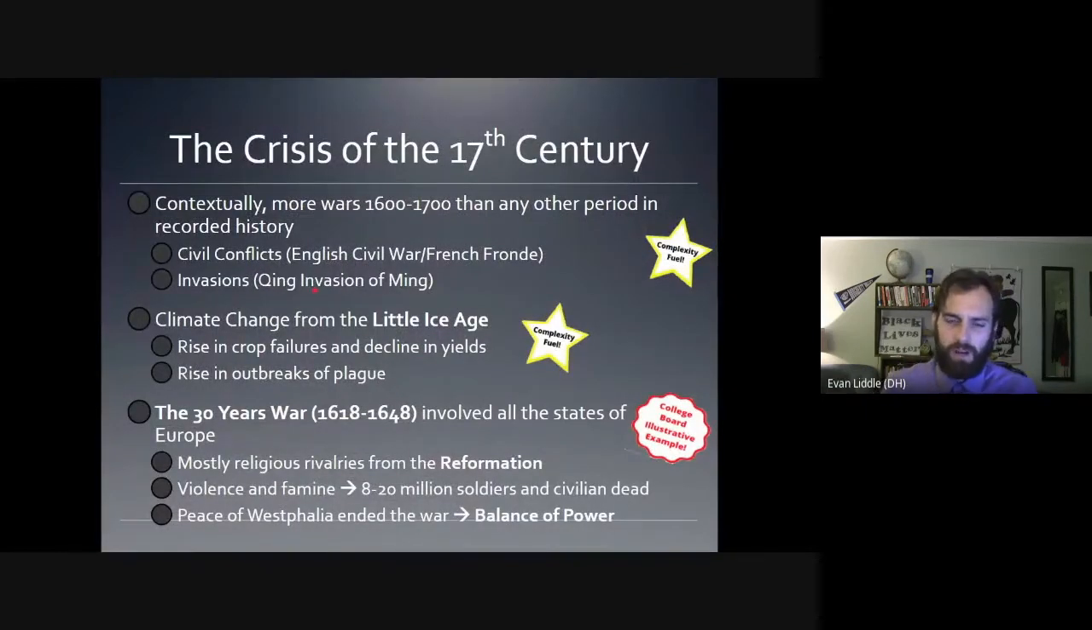So what I'd also like to do to wrap this up is talk about something called the crisis of the 17th century. Now, what's interesting about this is that globally, not just in Europe, although most obviously in Europe, but globally, between 1600 and 1700, there are more wars and conflicts recorded than in any other period in recorded history.